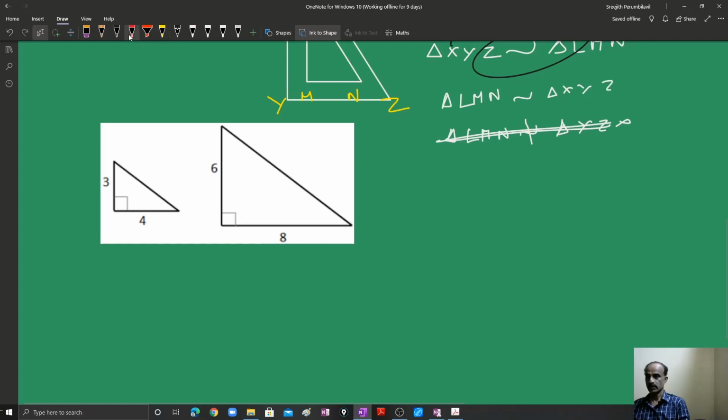So I'll name it as triangle ABC, and triangle PQR. We can say that triangle ABC is similar to triangle PQR. Same shape, different size. 3, 4, and what will be the hypotenuse? By the Pythagoras theorem, we can find that it will be equal to 5, and if we find it over here, it will be 10. Right? That's simple arithmetic in between.